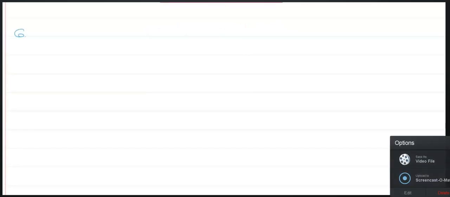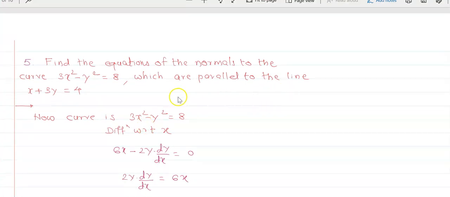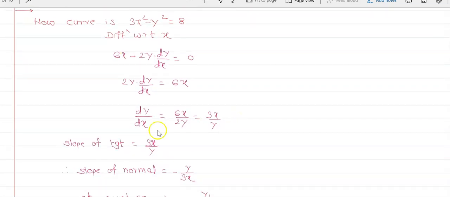See this again. Let's start here. Find the equation of the normal to the curve 3x² - y² = 8 which is parallel to this line. First of all, the equation of the curve: differentiate this, you will get dy/dx. This dy/dx is nothing but the slope of the tangent. What about the slope of the normal? It's the negative reciprocal.